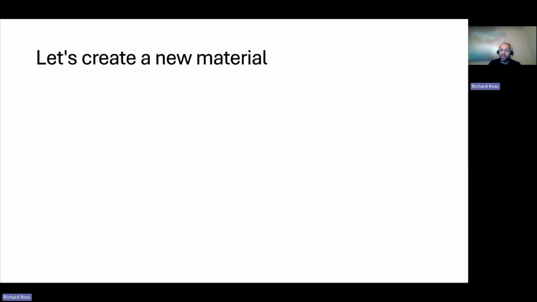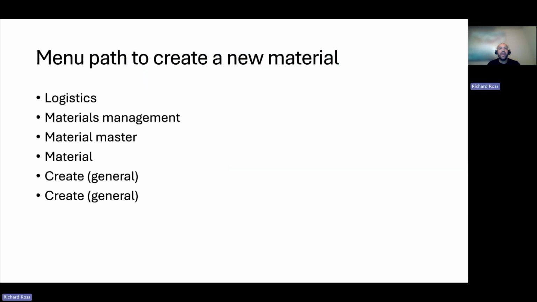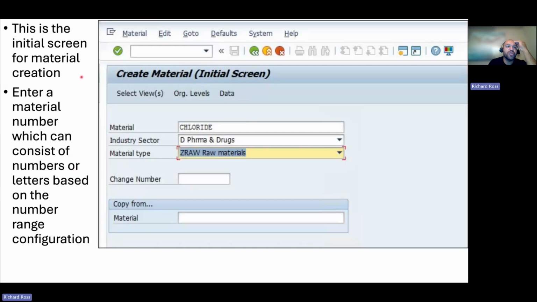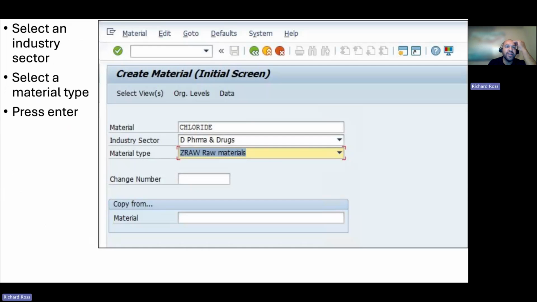Let's create a new material. Menu path to create a new material. Logistics, material management, material master, material, create. This is the initial screen for material creation. Enter a material number which can consist of numbers or letters based on the number range configuration. Select an industry sector. Select a material type. Press enter.